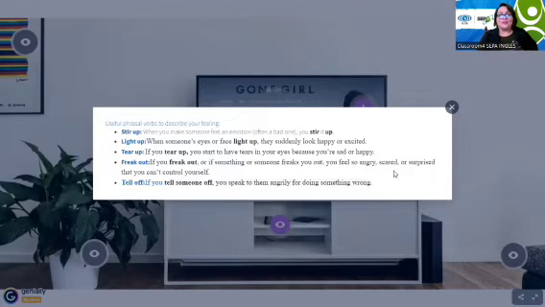How do you interpret that in Spanish? If you freak out, or if something or someone freaks you out, you feel so angry, scared, or surprised that you can't control yourself. Something like estallar, right? Tell off. If you tell someone off, you speak to them angrily for doing something wrong. It's like regañar, right?